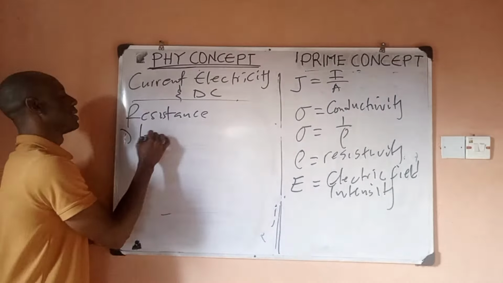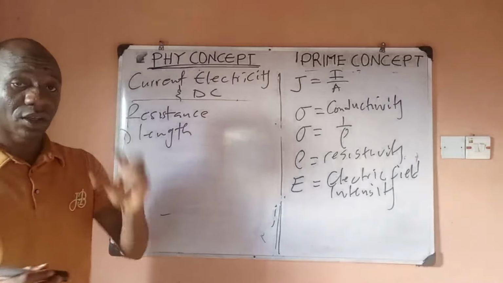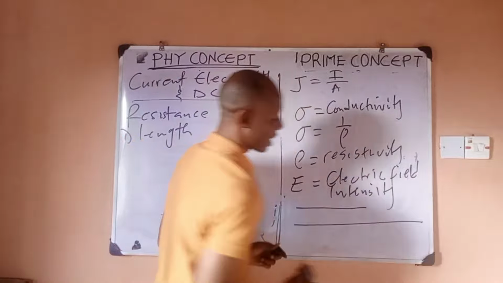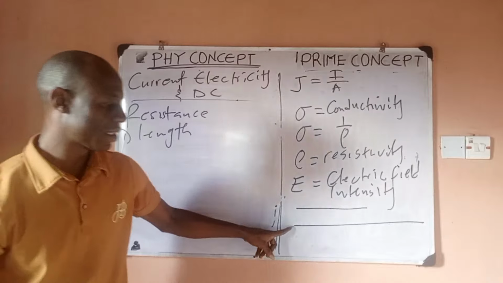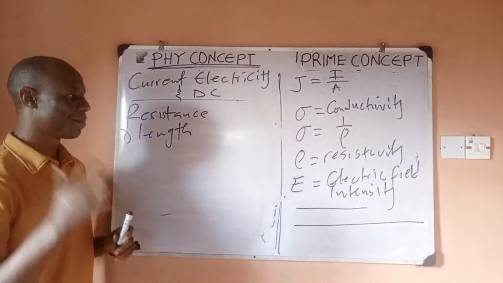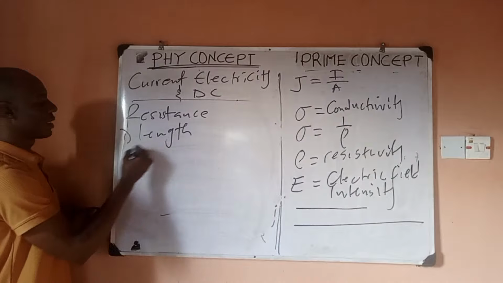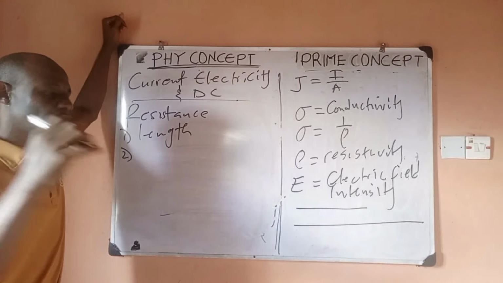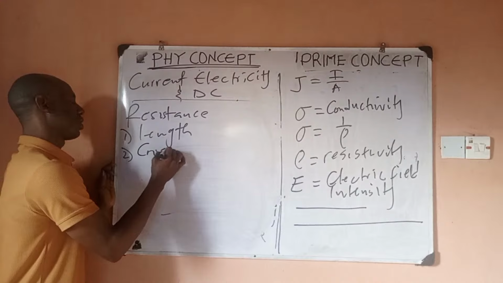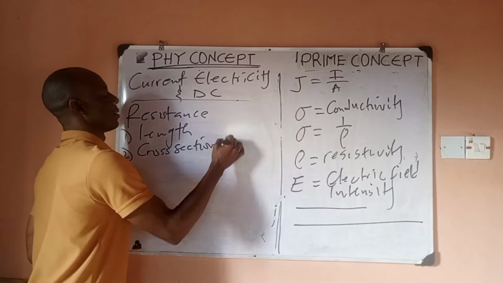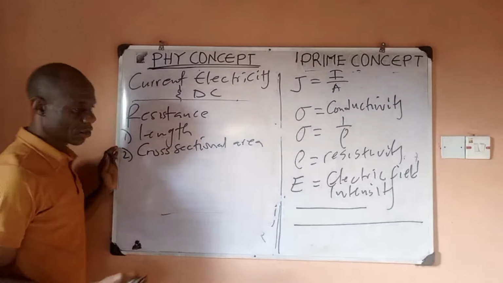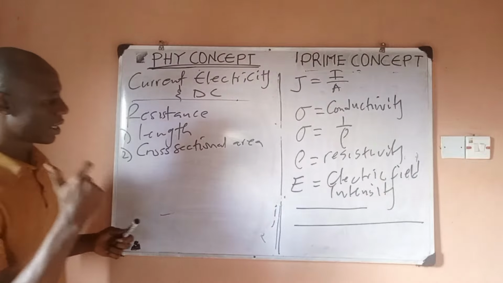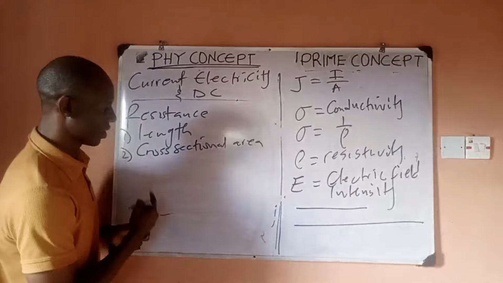Number 1 factor, the length. Resistance is dependent on the length of the conductor. So if I have 2 wires, this is 1 wire and this is another wire, which of these 2 wires would have a higher resistance? This one, because it is longer. So resistance is dependent on the length of the conductor. That is 1. Number 2, resistance is dependent on the cross-sectional area of the conductor. So it means that the thicker the wire, the smaller the what? The resistance. I'll still give the relationship.